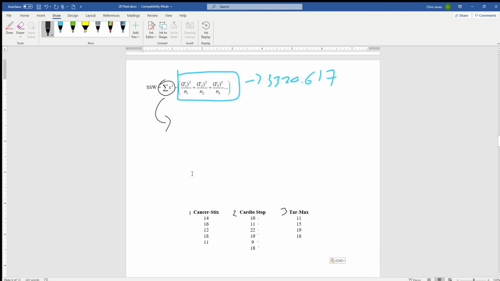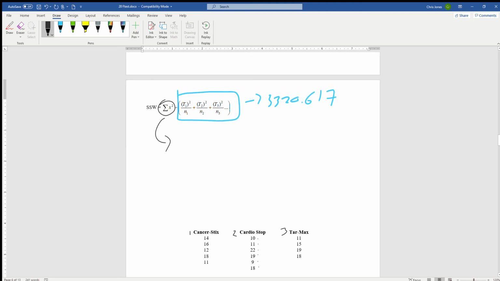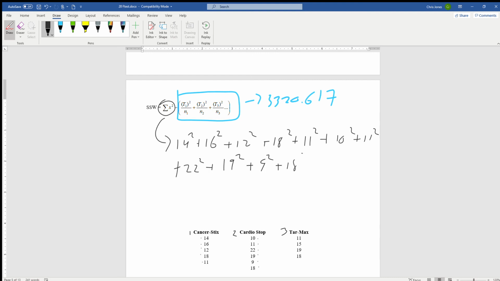So to get the sum of x squared, that's going to be 14 squared plus 16 squared plus 12 squared plus 18 squared plus 11 squared plus 10 squared plus 11 squared. All I'm doing is squaring each of the different values that were originally given to us. Plus 22 squared, plus 19 squared, plus 9 squared, plus 18 squared, plus 11 squared, plus 15 squared, plus 19 squared, plus 18 squared.